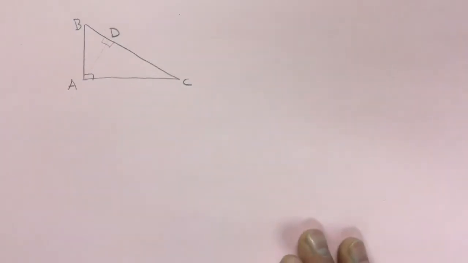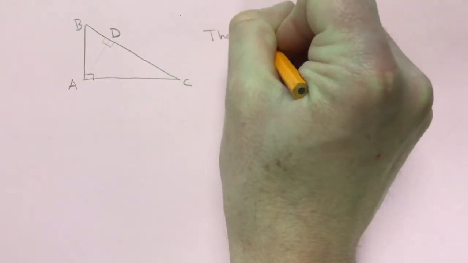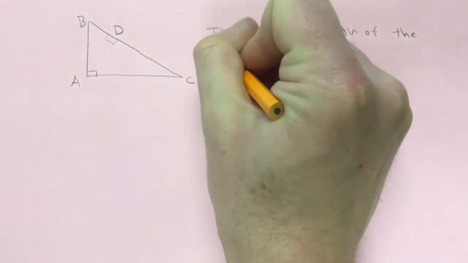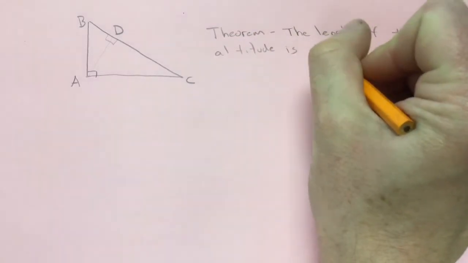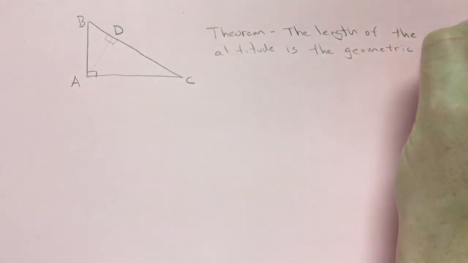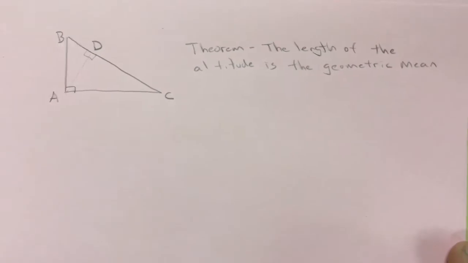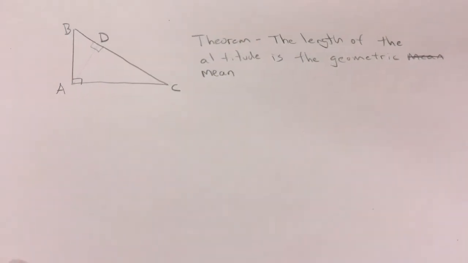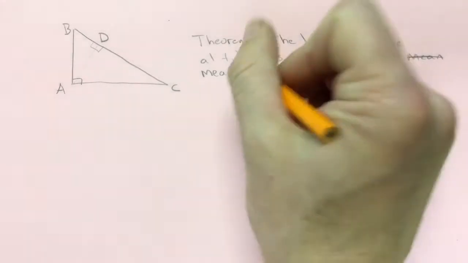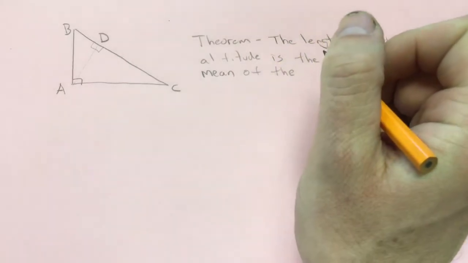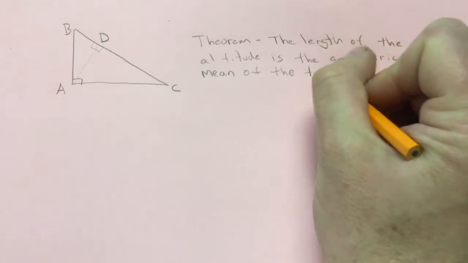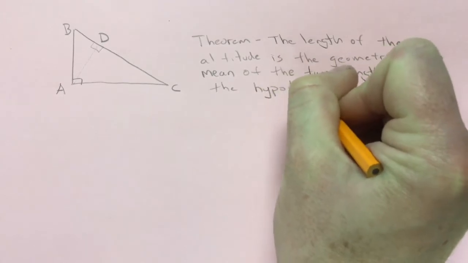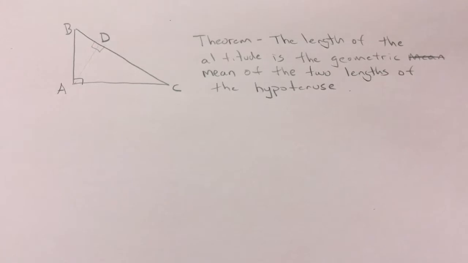This theorem has been proved. It says the length of the altitude is the geometric mean of the lengths of the two parts of the hypotenuse. Okay, this sounds a lot more complicated than it actually is.